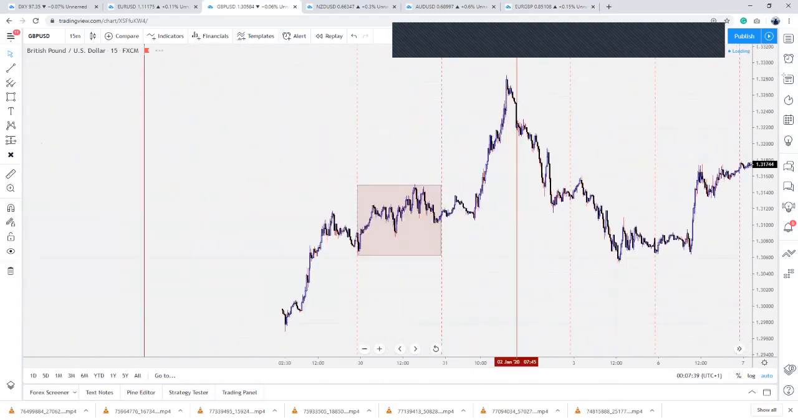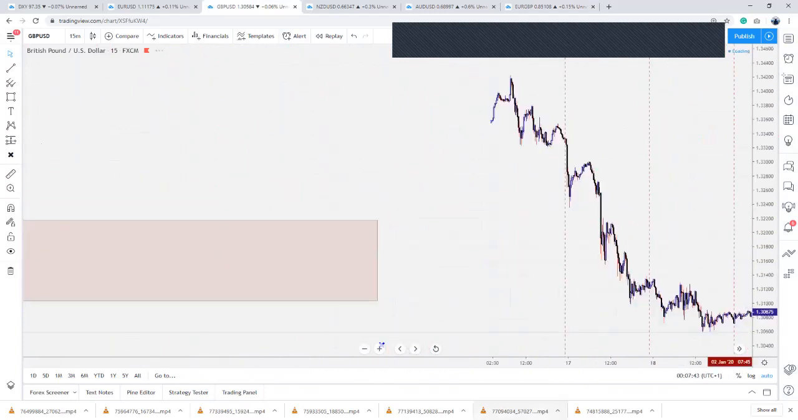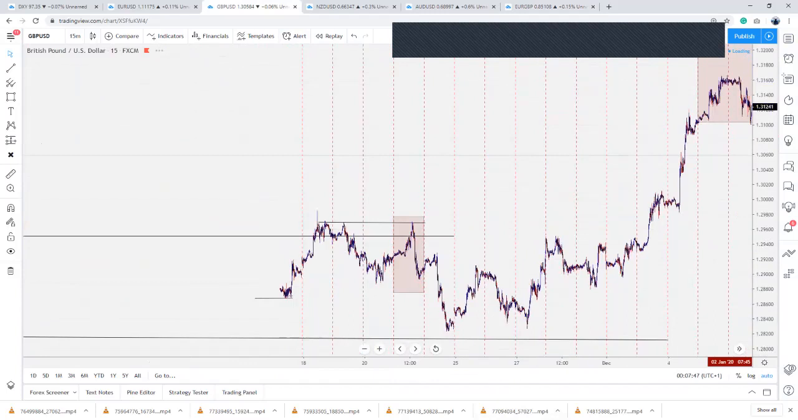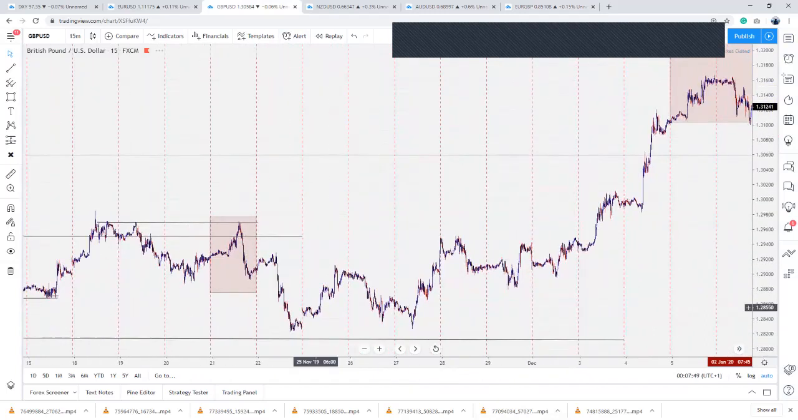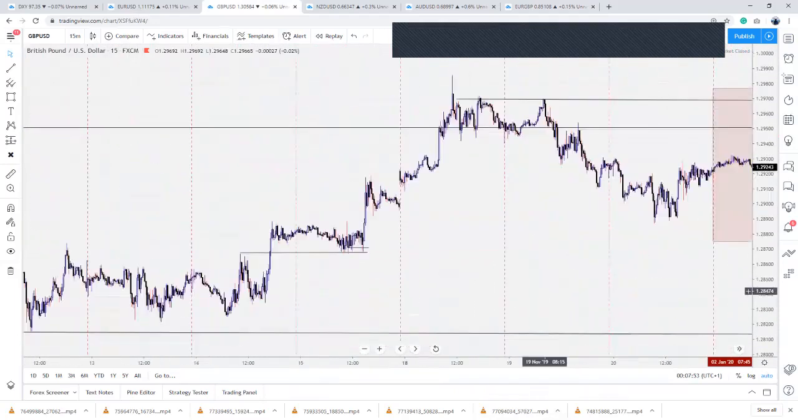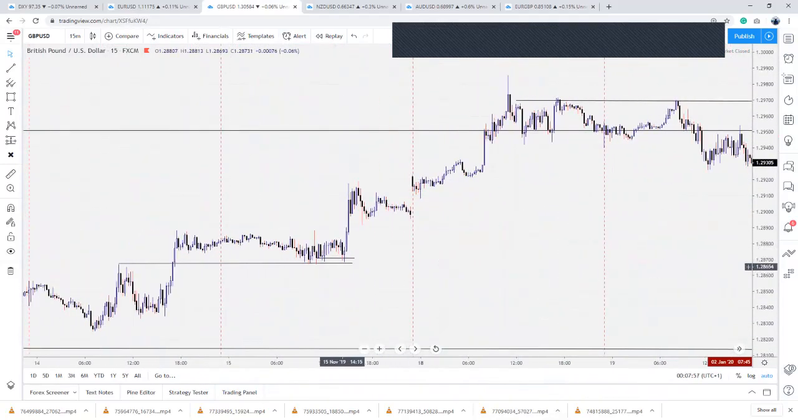Let's get back to the old chart. What level? Okay, so what you're seeing here is your false move down before the market rallies.